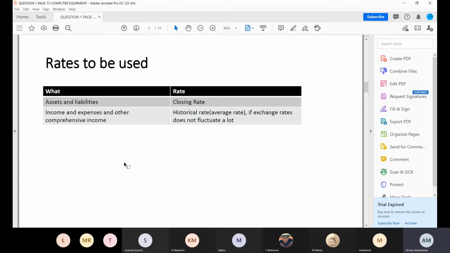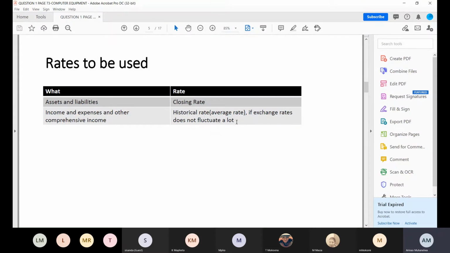Now, let's look at the rates to use. We will be given the foreign exchange rate. If you're dealing with assets and liabilities, you must use the closing rate. You must use the closing rate. If you're dealing with income and expenses and other comprehensive income items, then you must choose what we call the historical rate or the average rate. And you can only use the average rate if the exchange rate does not fluctuate a lot.